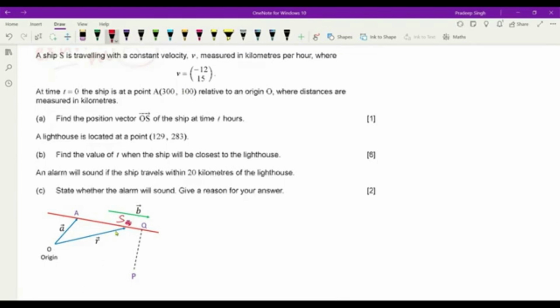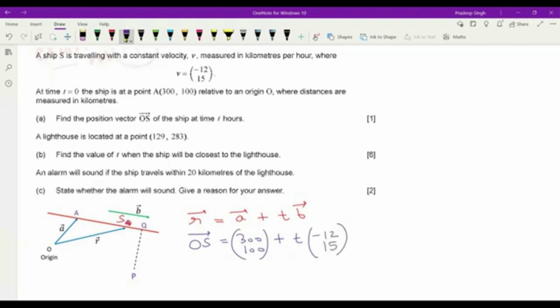The vector equation of a straight line is given by r = a + tb, where a stands for the original position vector, which is (300, 100), t is the time, and b is the velocity vector, which in this case is (-12, 15). So let's put all the values in. We get the vector r, which is the vector OS, equals the vector a, which is (300, 100) in column notation, plus t times the velocity vector (-12, 15). And that is the answer for part A.